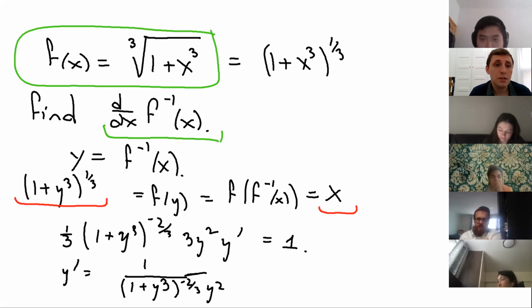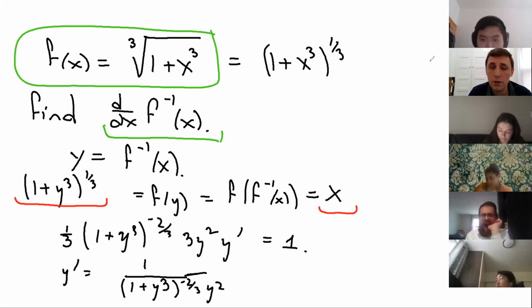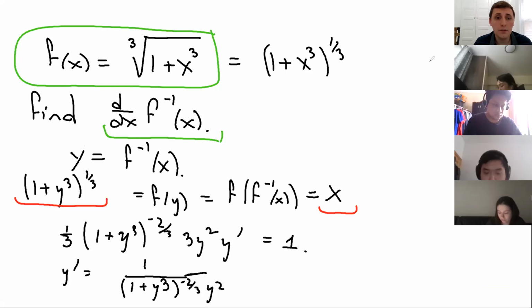Which means that I can set y equal to the inverse function, pretending that I figured out the formula that I'm going to differentiate. So I'm using implicit differentiation. I'm saying y is the inverse function. So far, good?